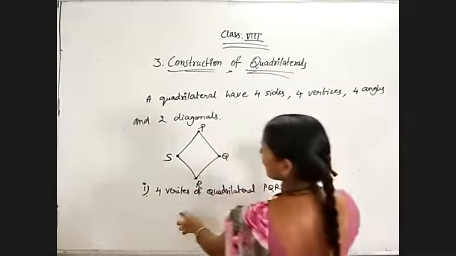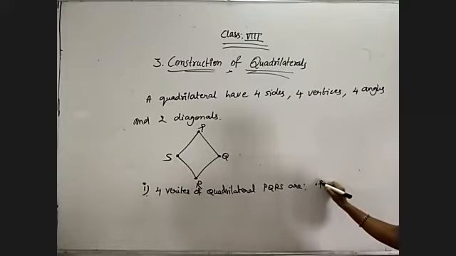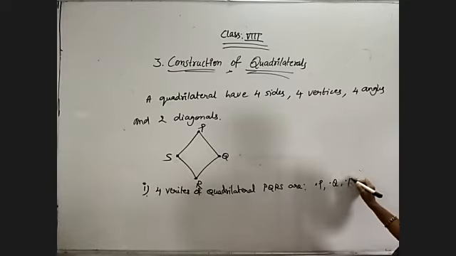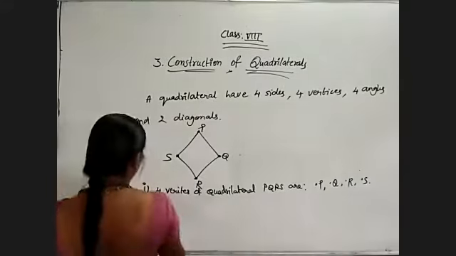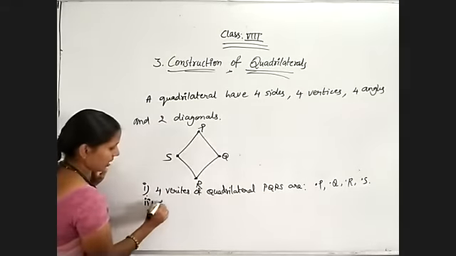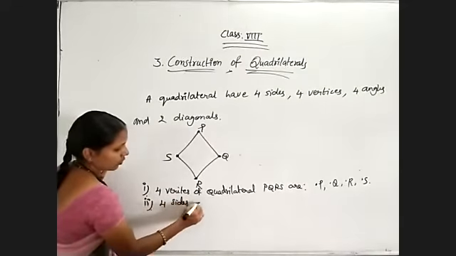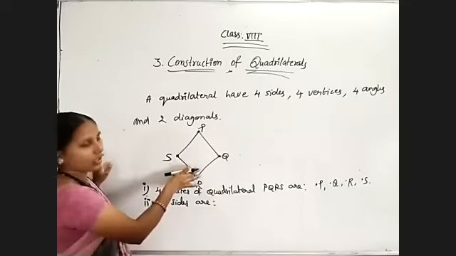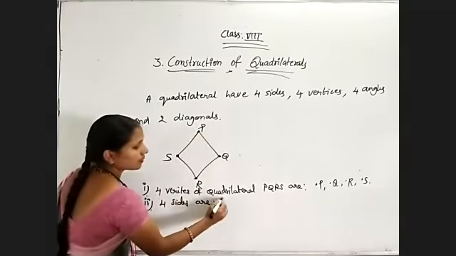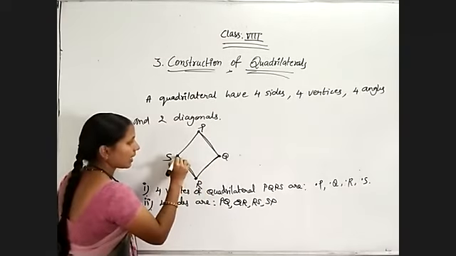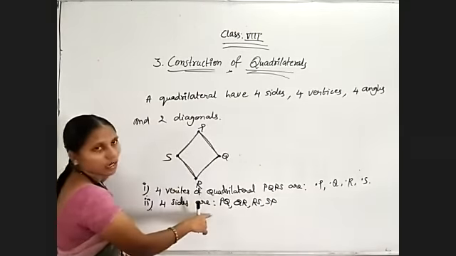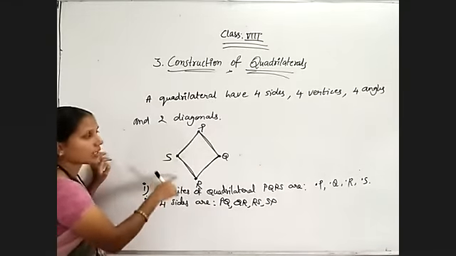What are those four vertices? Point P, point Q, point R, point S. And four angles, four sides of the quadrilateral. Four sides are for this quadrilateral only: PQ, QR, RS, SP. Total four line segments that are four sides of the quadrilateral.